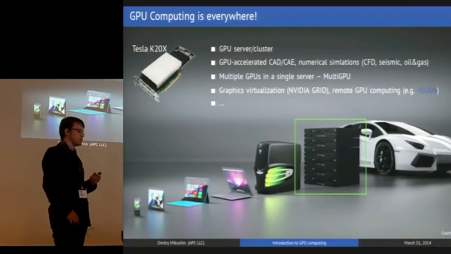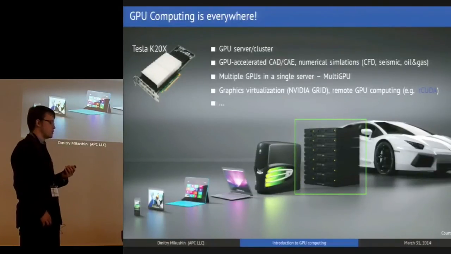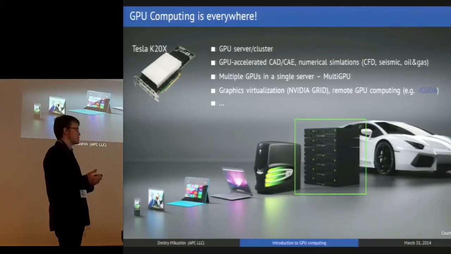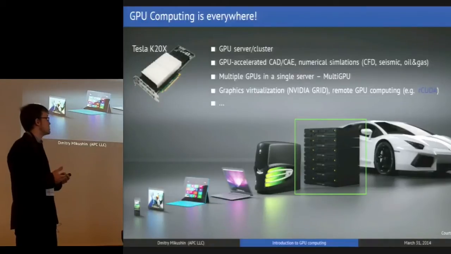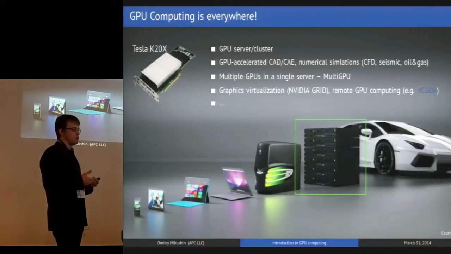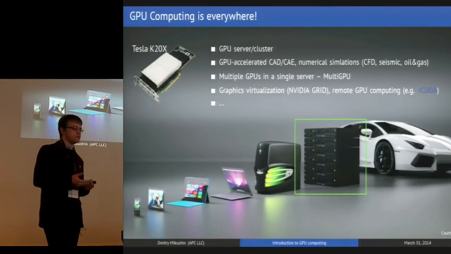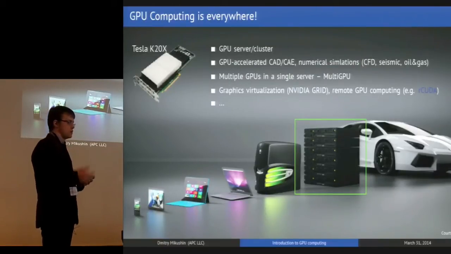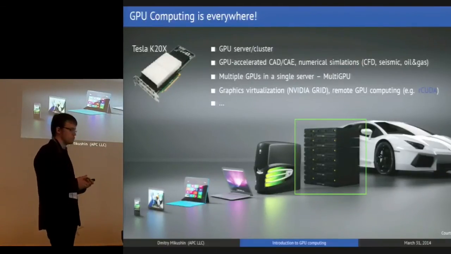The typical cluster node is also multiple CPU sockets composed together with multiple Tesla K20 passive GPUs, which, in addition to desktop and workstation versions, offer things like graphics virtualization or remote GPU computing, like rCUDA, which will be presented later.